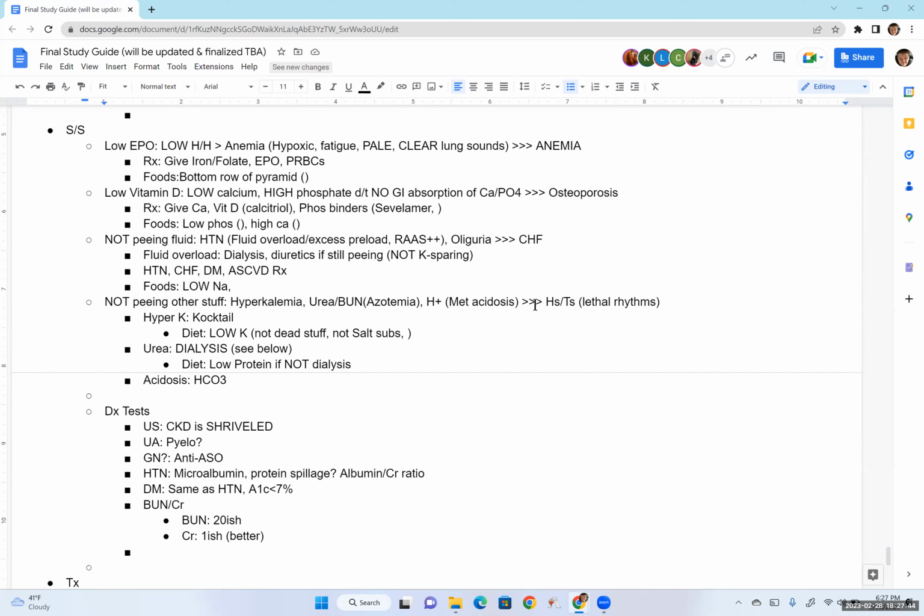You want to know like your SVT, AFib, which one causes strokes? AFib does. Which one uses adenosine? SVT. What rhythm uses atropine? Bradycardias, right? So you want to know the kind of the treatment for these things. Okay. We're not getting into the weeds with all these little things from the previous topics. It's more big stuff.